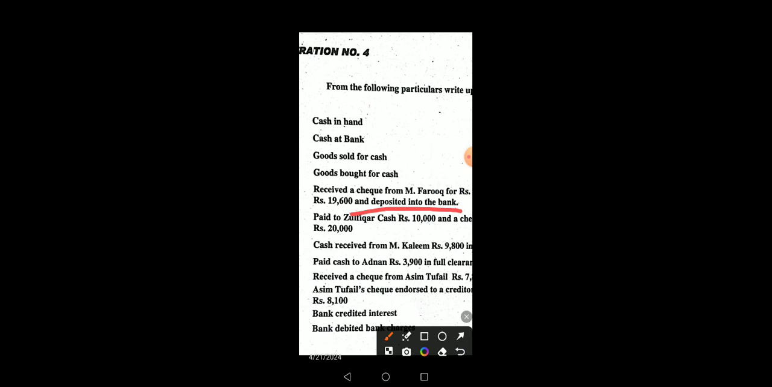Whatever you do, you can do it. We will do both options. So after writing down both options, you will decide which option is useful or easy for you. You will choose that. We will do it step by step. First step is you have received a check from Farooq.